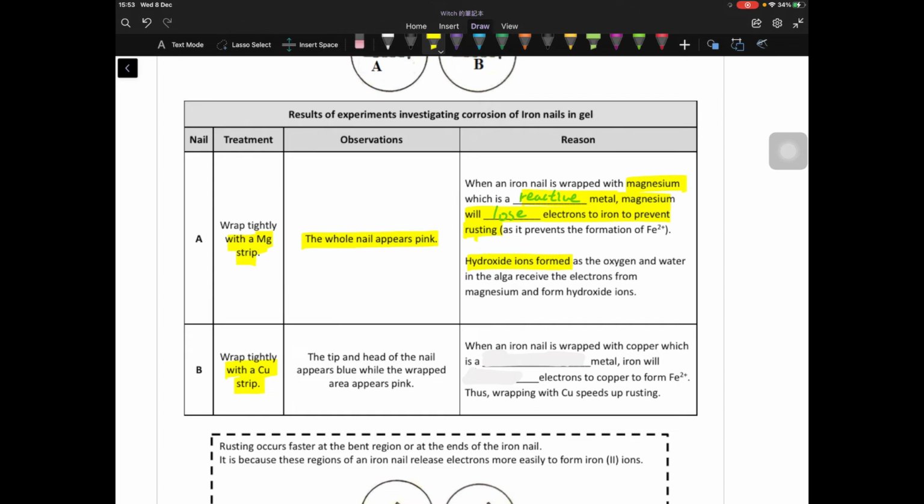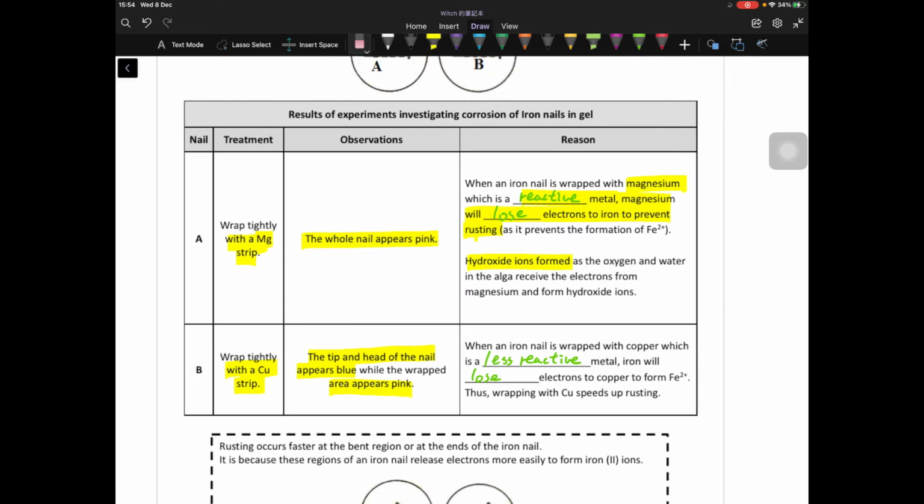What about copper? Again, the whole area will show pink, but this time something is more. The tip and the head of the nail appear blue, while the blue spot is not shown in nail A. It is because iron is in contact with a less reactive metal, and this time iron will try to lose electron more readily.